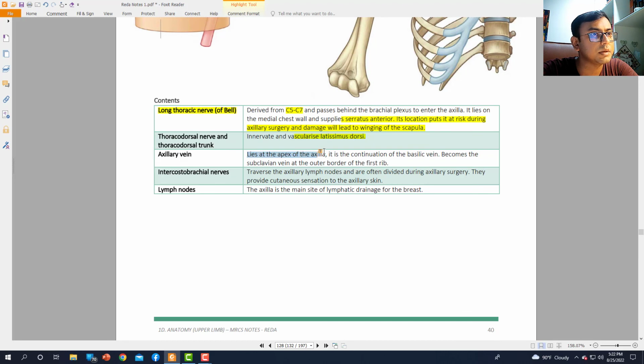Axillary vein lies at the apex of the axilla, a continuation of the basilic vein, and becomes the subclavian vein at the outer border of the first rib. Just remember, very important. Intercostobrachial nerve, very important. During breast surgery, the intercostobrachial nerve is sometimes injured. Okay, that's why you must know about the transverse axillary lymph nodes. If you do axillary surgery without knowledge of the intercostobrachial nerve, you might injure it.